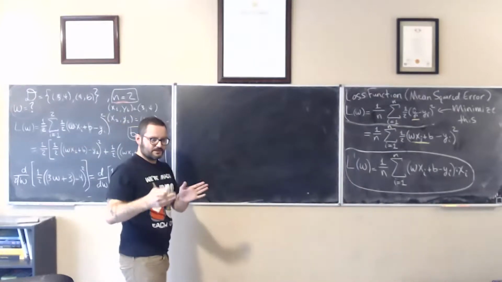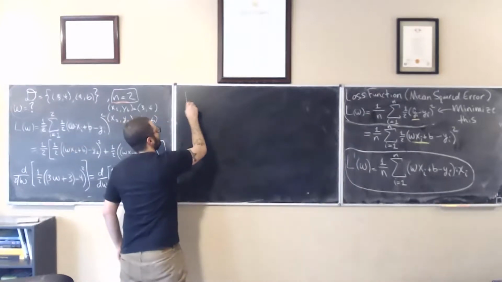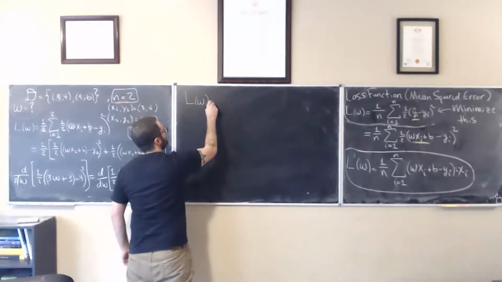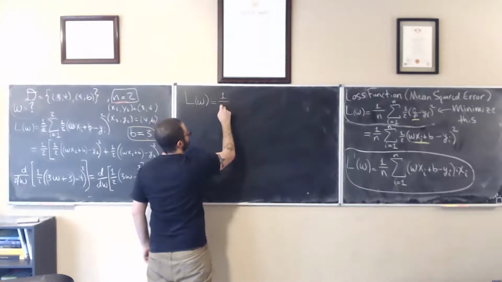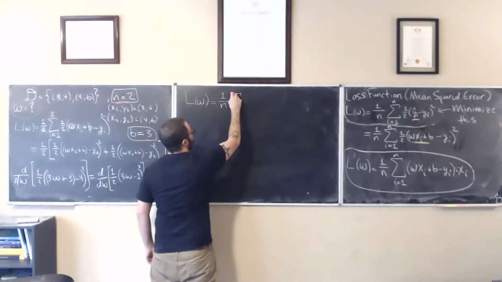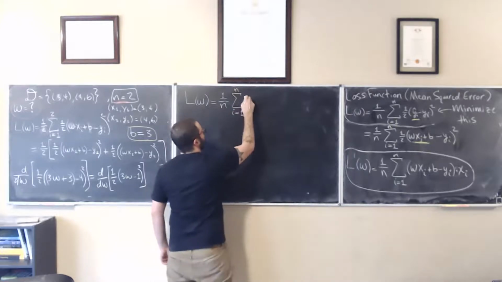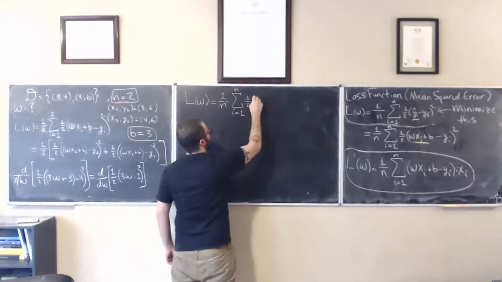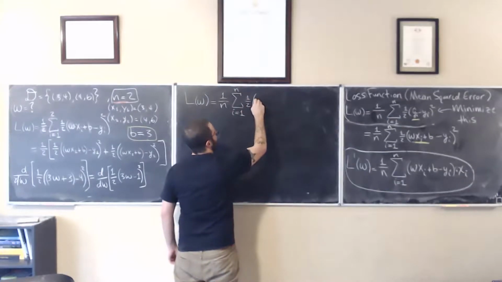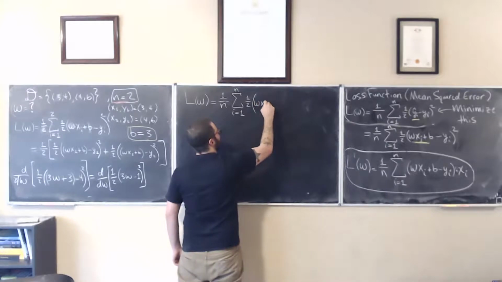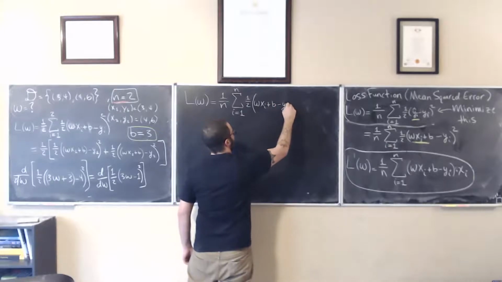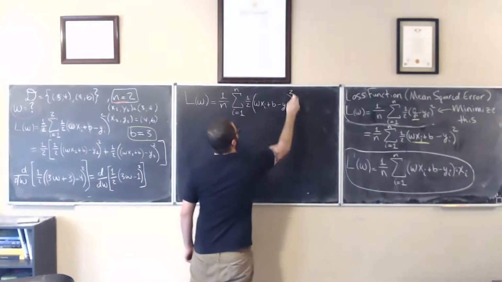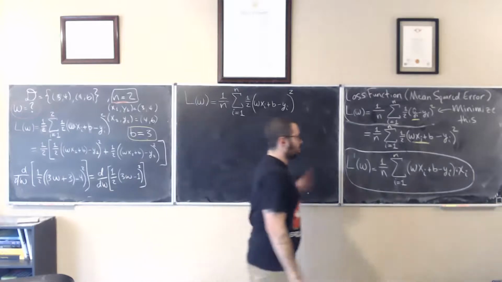So just write these down on something to have next to you. The loss for a given w is 1 over n times the sum from i equals 1 to n of 1/2 of (w times xi plus b minus yi) all squared. That's the mean squared error, the loss function that we're choosing.